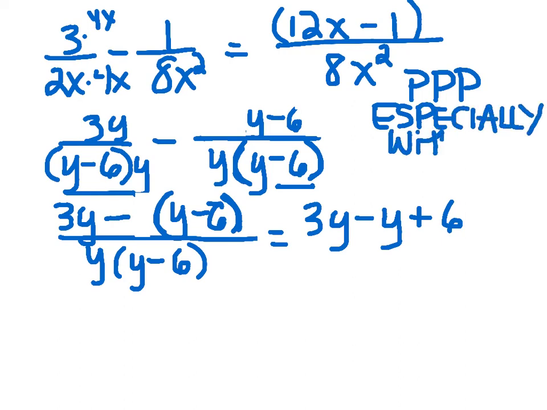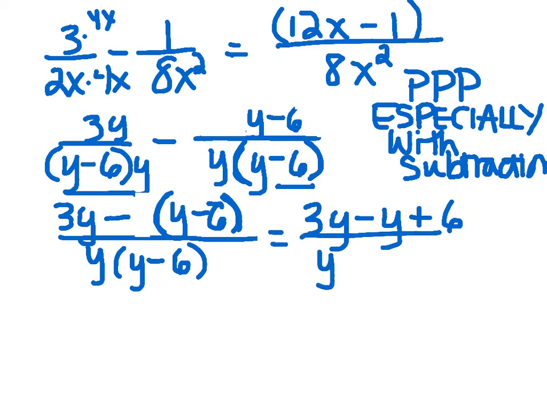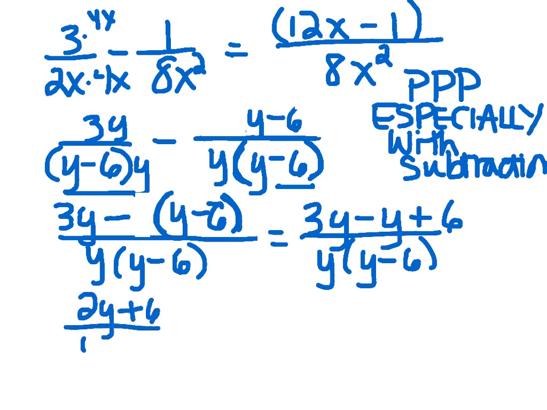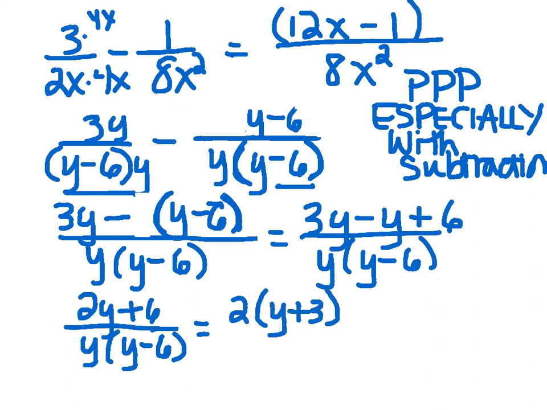Because it messes with the signs if you don't have things in parentheses. This is y times y minus 6. When I combine those like terms, I get 2y plus 6 over y times y minus 6. Even though this isn't going to reduce, I do think it's worth always being in the habit of factoring to see if you can reduce. In this case, there are no factors that cancel out because we have to cancel this entire thing and this entire thing.